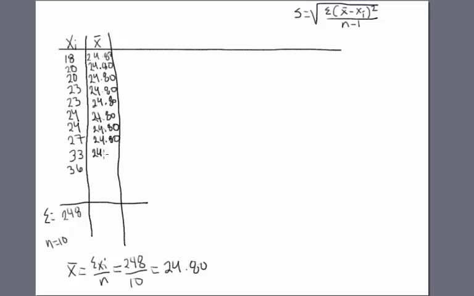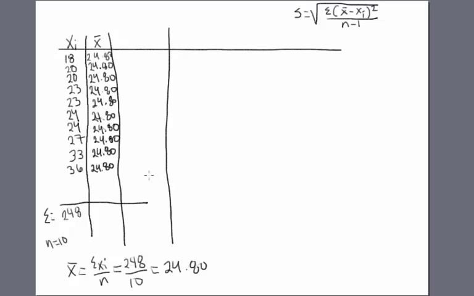And 24.80, and then finally 24.80. So what I've done so far, I've made a column of my x sub i's. I calculated the sum of the x sub i's because I needed to get the sample mean for this set of scores. The sample mean is equal to the sum of the x sub i's over n, and that would equal 24.80.